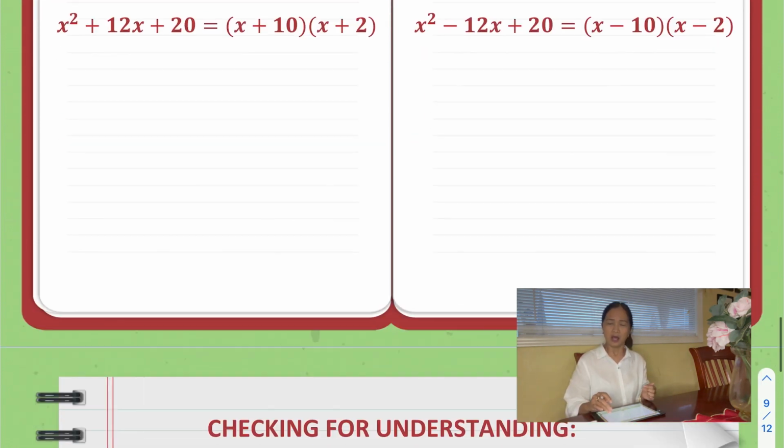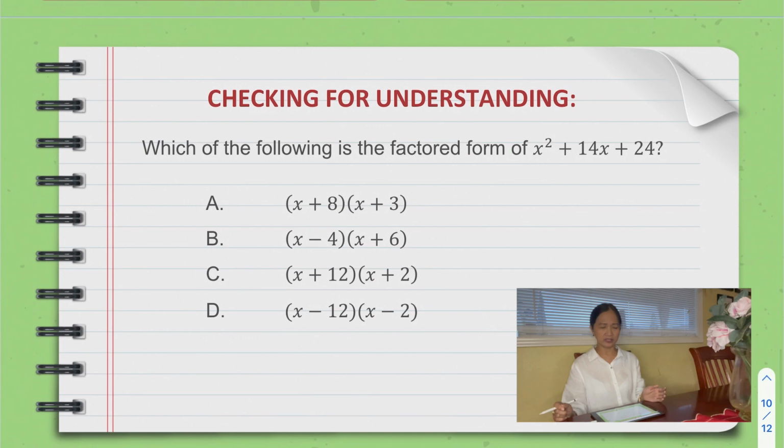Now, let's do checking for understanding. We're going to answer this question and show you some test-taking strategies when a is 1 and c is a positive integer. The question is, which of the following is the factored form of x squared plus 14x plus 24? A is 1, C is positive. Look, B is positive. So you know that both of your factors must be positive.